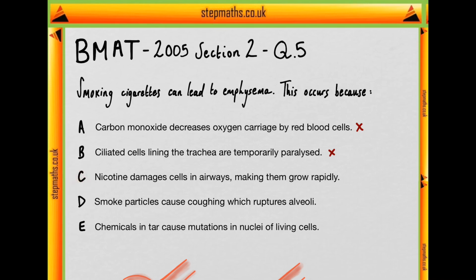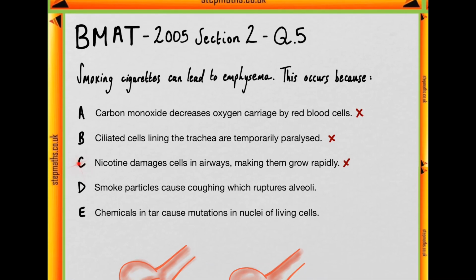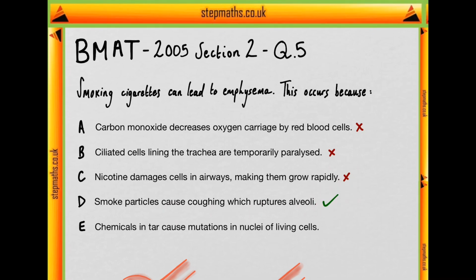Moving on to C, we're told that nicotine damages cells in the airways, making them grow rapidly. Well, again, this doesn't have anything to do with the alveoli per se. And finally, we can move on to D, which says that smoke particles cause coughing, which ruptures alveoli, and this is one of the primary mechanisms by which smoking leads to emphysema.